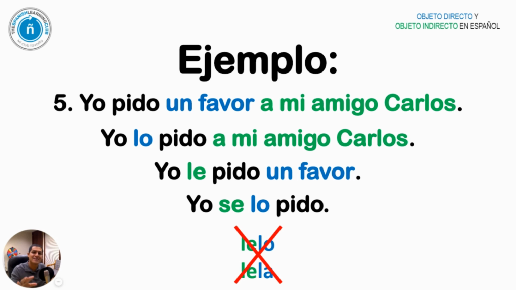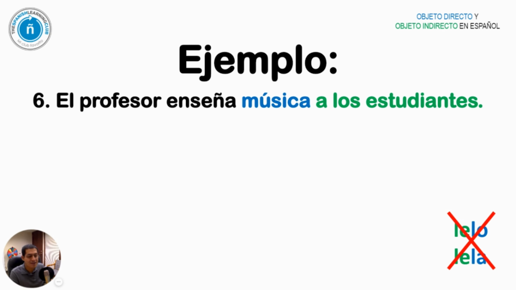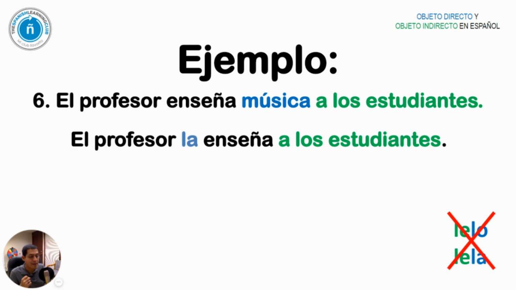We will take a look at another example that will help you understand this a little bit better. So, this sentence here. El profesor enseña música a los estudiantes. El profesor enseña, teaches, música a los estudiantes. Música, direct object, a los estudiantes, indirect object. We don't need the combinations le, lo, le, la, or their plurals, so we will go step by step. El profesor la enseña a los estudiantes. El profesor la, because of música, enseña a los estudiantes.